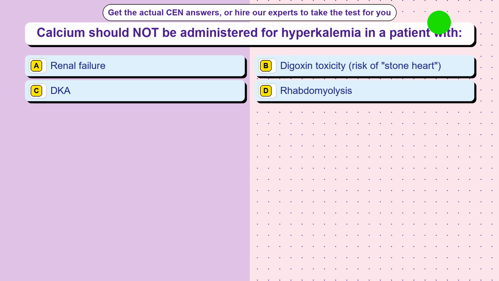Question 30. Calcium should not be administered for hyperkalemia in a patient with Option A, renal failure. Option B, digoxin toxicity, risk of stone heart. Option C, DKA. Option D, rhabdomyolysis.